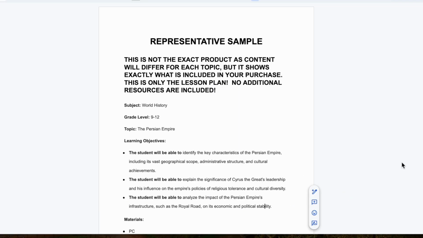All right, so starting off here with the 5E lesson plan, I have a huge disclaimer at the top telling you guys that this is not the exact product. This is not the exact topic. This just shows you what you are getting. It's a sample of a 5E lesson plan. This does not include any additional resources. I've had a lot of confusion with this in the past, and I want to make that very, very clear that this is just the lesson plan.